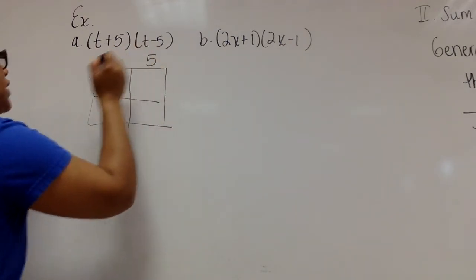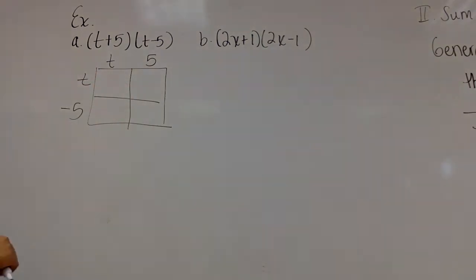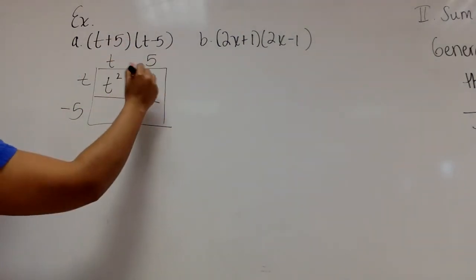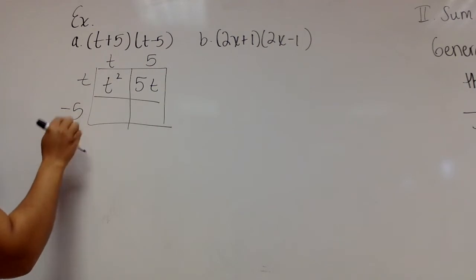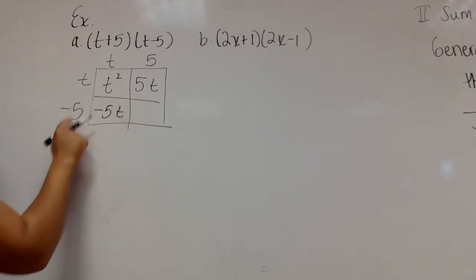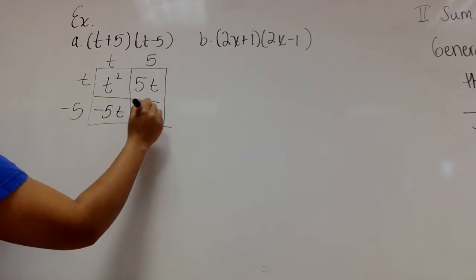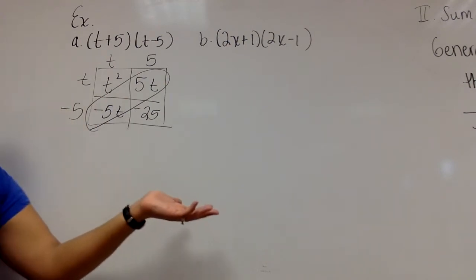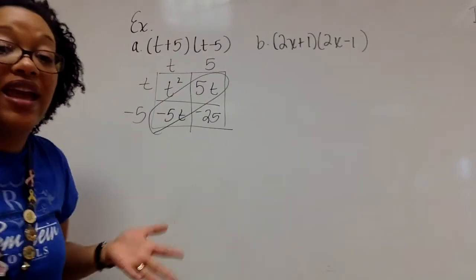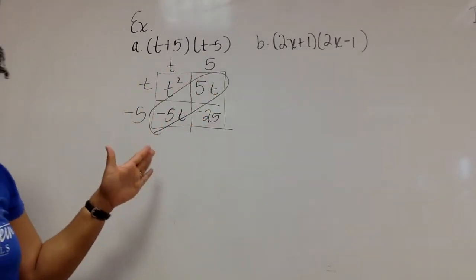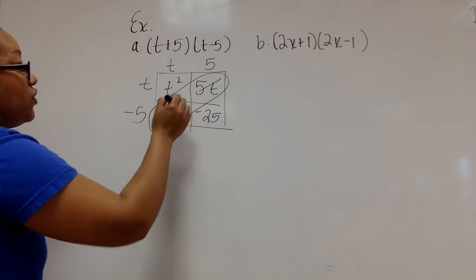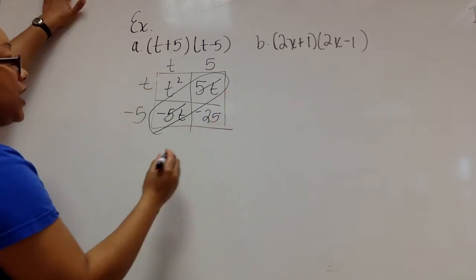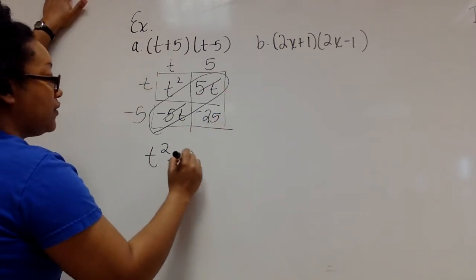Put your binomial on the top and side, and then you're going to fill in your blocks. T times t is t squared. T times 5 is 5t. T times negative 5 is negative 5t. Negative 5 times positive 5 is negative 25. Now, here's my diagonal. And hopefully you'll realize what I said in the last video. Your diagonals are going to cancel each other out. 5t and negative 5t, they're opposites, so they literally cancel each other out. So all that's going to be left are these two boxes right here, your corners. So the answer would be t squared minus 25.